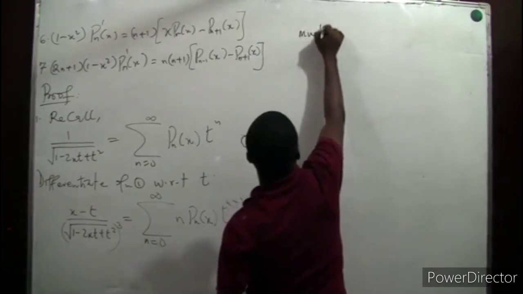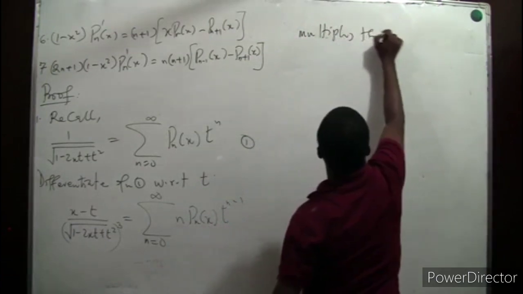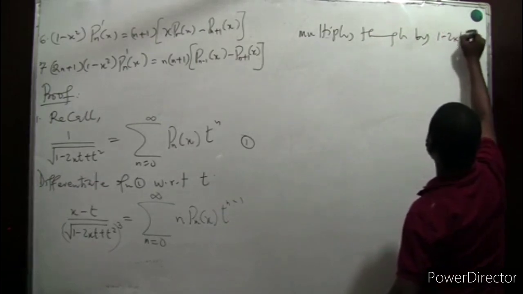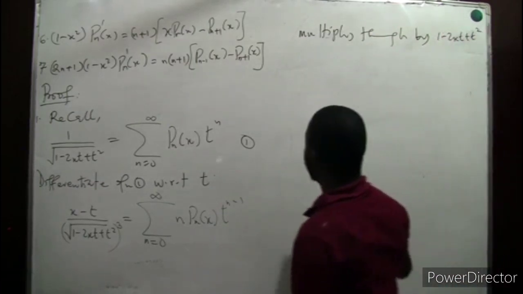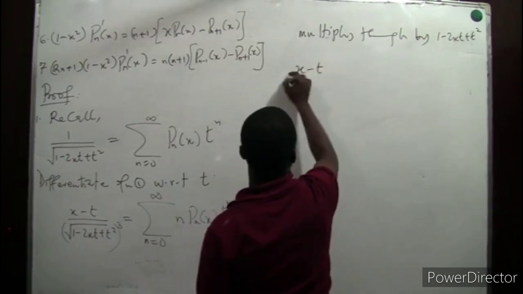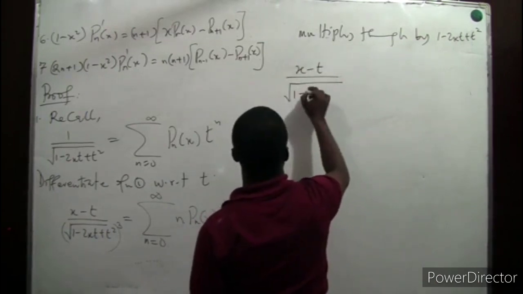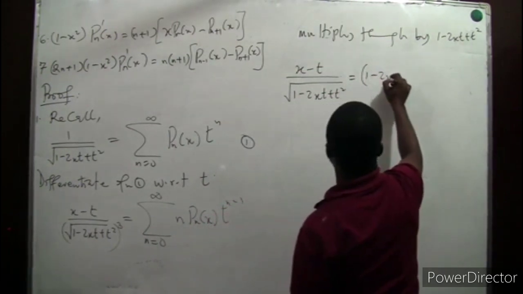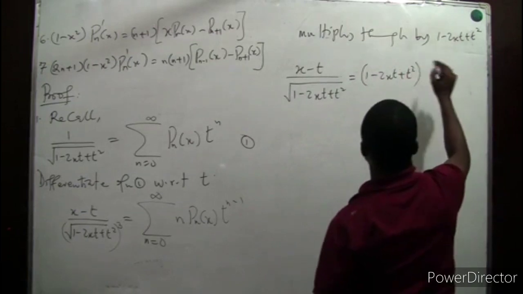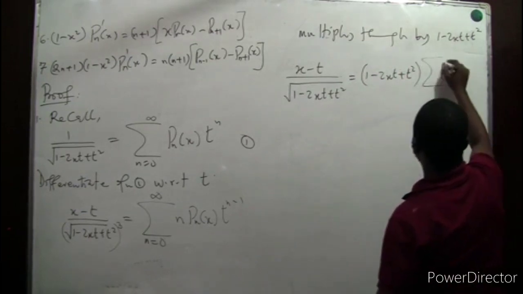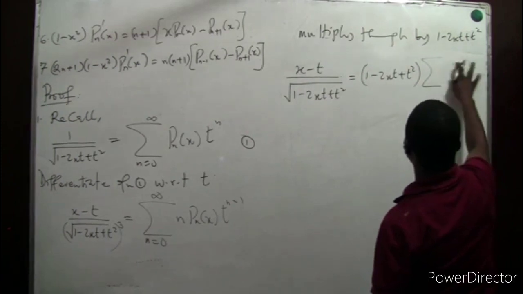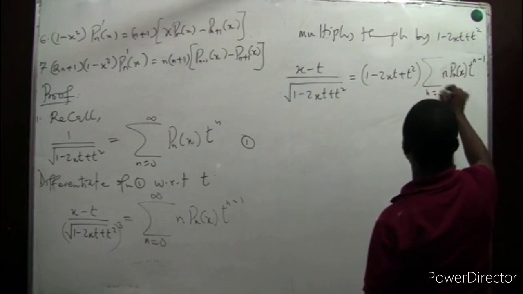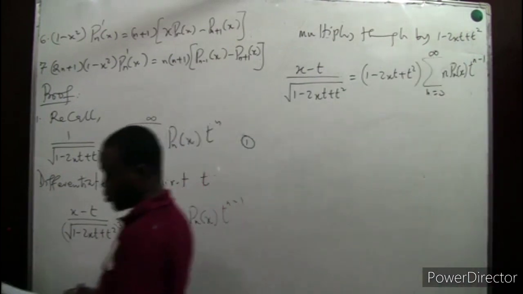Multiply through by 1 minus 2xt plus t squared. If you do that, we have x minus t divided by square root of 1 minus 2xt plus t squared equals summation of Pn of x t raised to power n from 0 to infinity. That's what we are going to have.